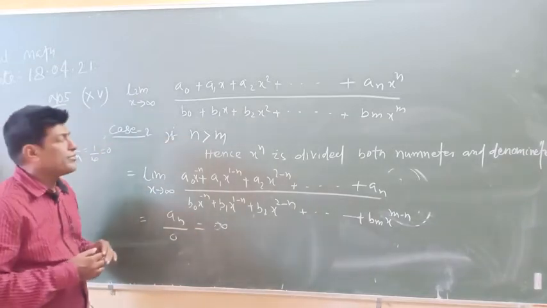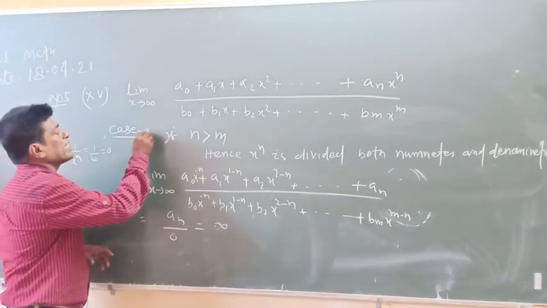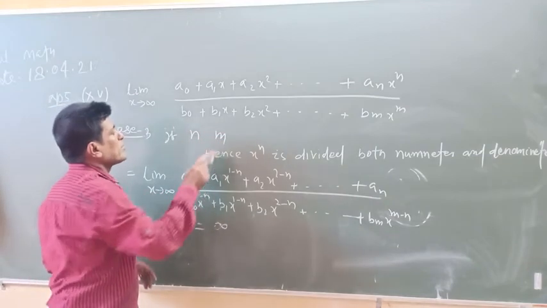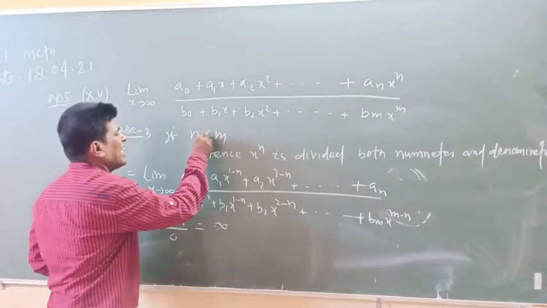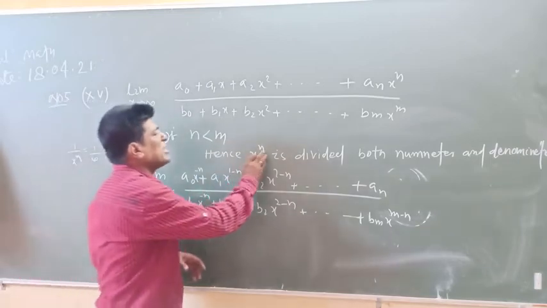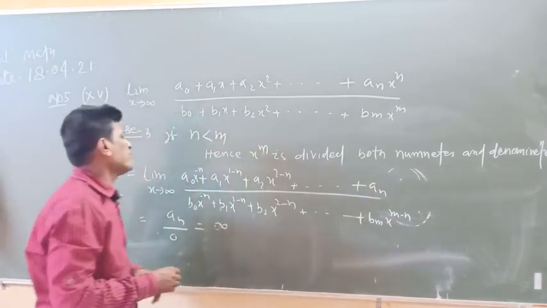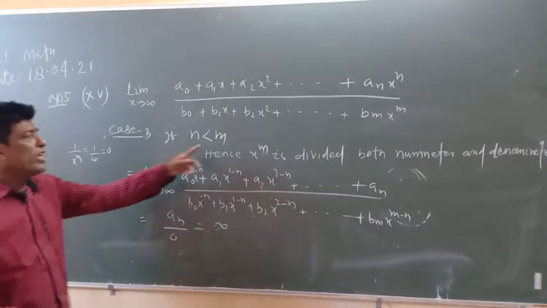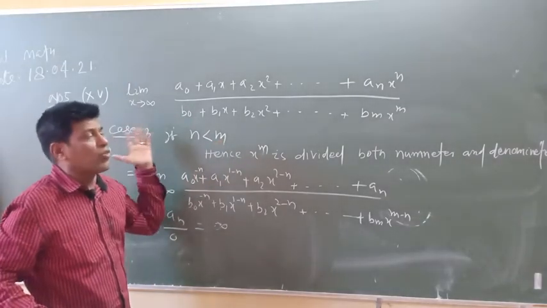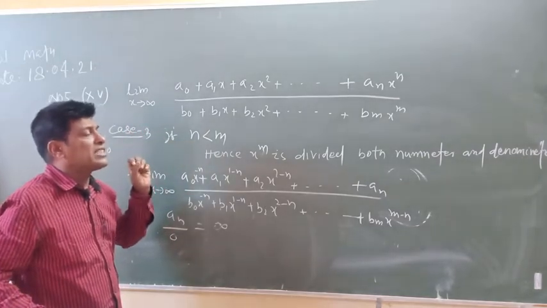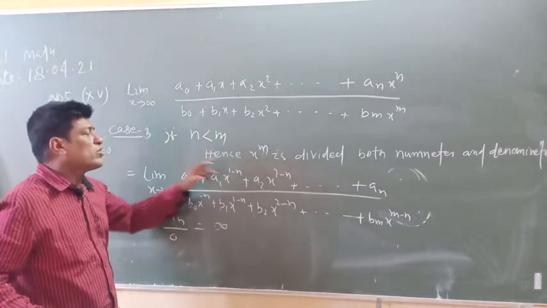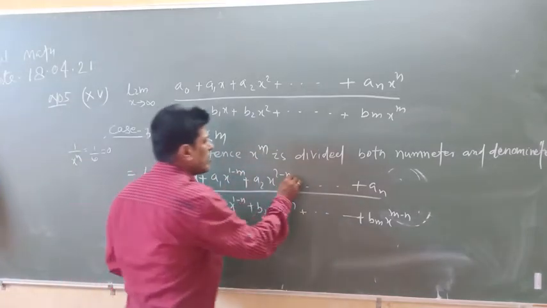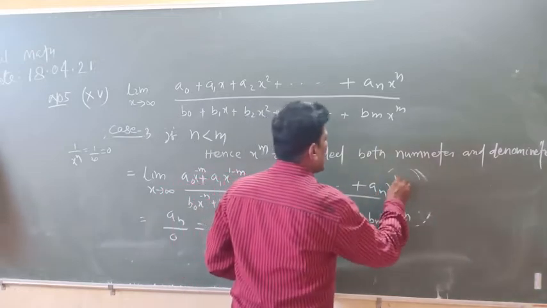For case 3, now I am going to case 3. If n is less than m, then x to the m is divided, because x to the m is the highest power of the equation. So the highest power of x is divided in both the numerator and denominator. So x to the m is divided in both numerator and denominator. It becomes m, and that becomes n minus m.